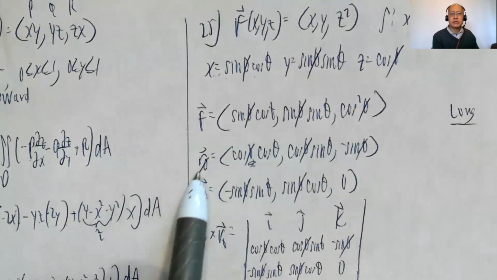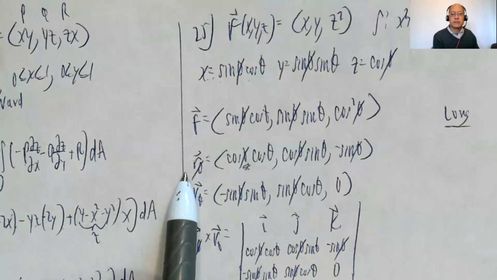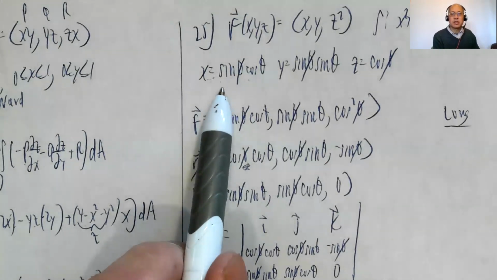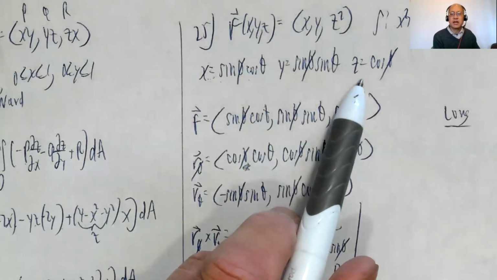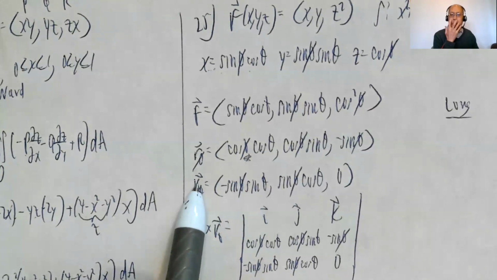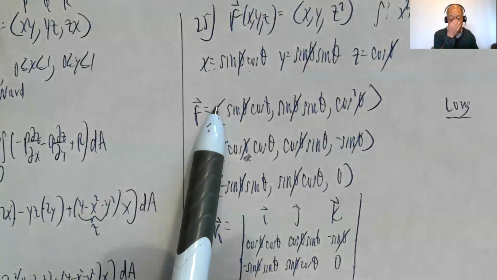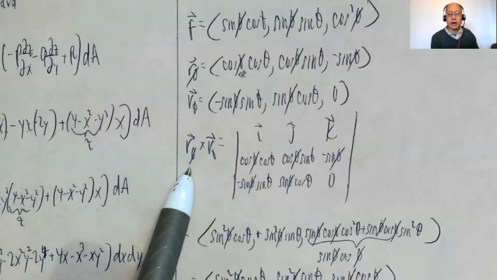All right, so I did R sub phi, differentiate with respect to phi. So let's see: cosine phi cosine theta, cosine phi sine theta, and negative sine phi. Then R sub theta, differentiate with respect to theta: negative sine phi sine theta, sine phi cosine theta, and 0. Take the cross product.